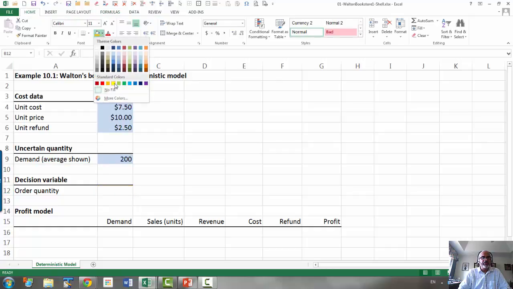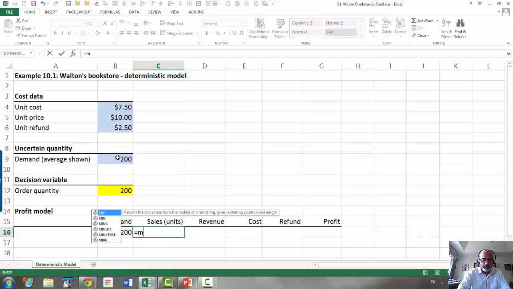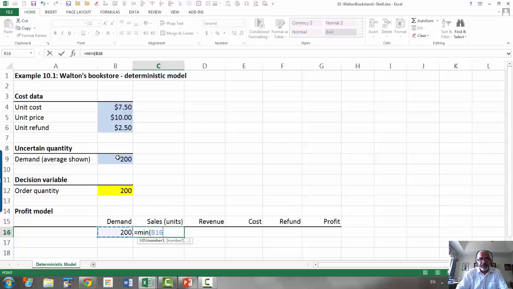Now our decision variable. The question is, if average demand is 200 and we're going to order 200, is that a good decision or not? So we set up a model here. The demand is that. Now sales is the smaller of the demand and the order quantity. If the demand is more than what we have ordered, then we can only sell what we have ordered. If the demand is smaller than what we've ordered, then we can only sell the demand. So sales in units.